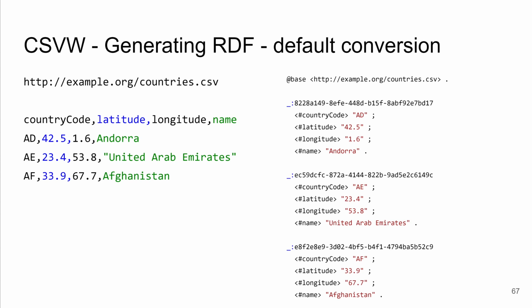It is not a nice RDF representation because it doesn't use any vocabularies, it doesn't use data types and so on, but it is a start. So with no JSON-LD descriptor whatsoever, with no annotation, this is what you get when you run the automatic RDF conversion.